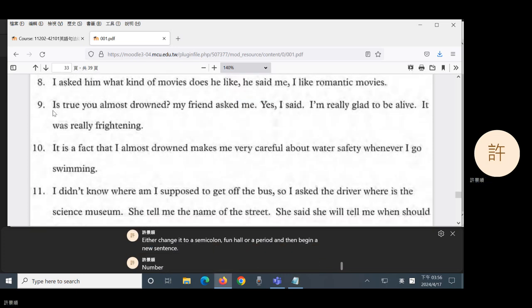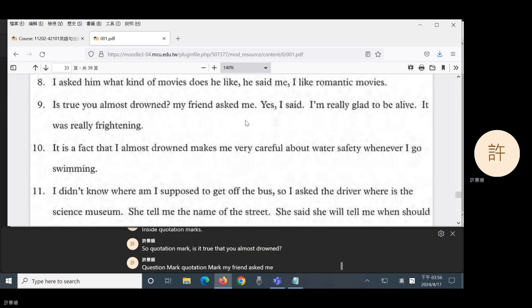Number 9, is it true that you almost drowned? Inside quotation marks. So quotation mark, is it true that you almost drowned? Question mark, quotation mark, my friend asked me. Quotation mark, yes, comma, quotation mark, I said. Quotation mark, I'm really glad to be alive. It was really frightening, quotation mark.